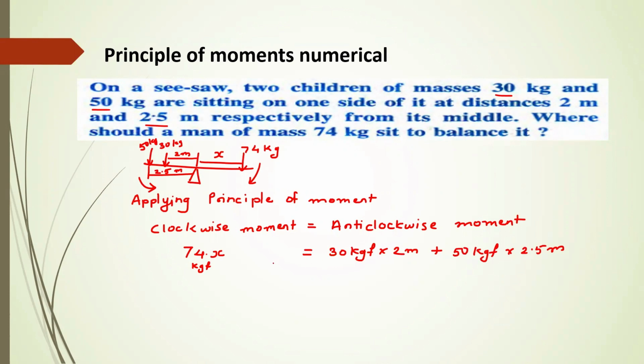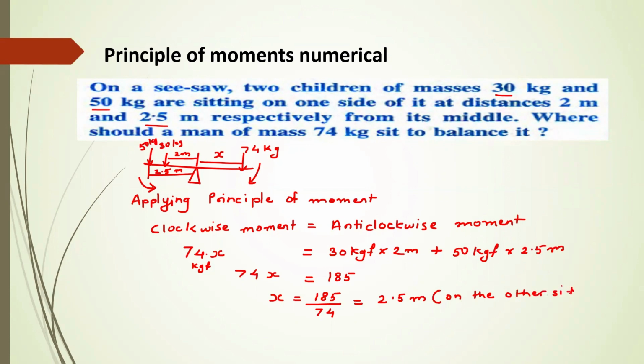So if I calculate this, I'm going to get 185 is equal to 74 into x. So if I calculate the value of x, I am going to get 185 divided by 74, which gives me the distance as 2.5 meters. Yes, and where is it? On the other side, obviously.